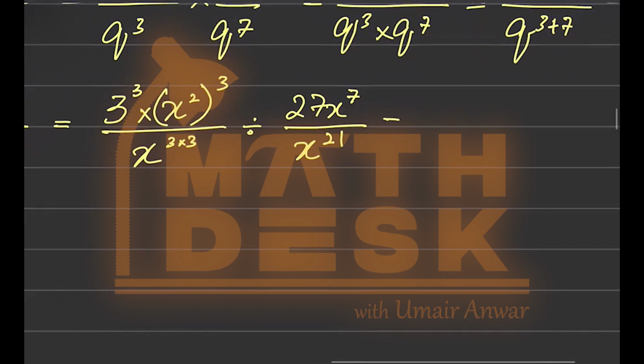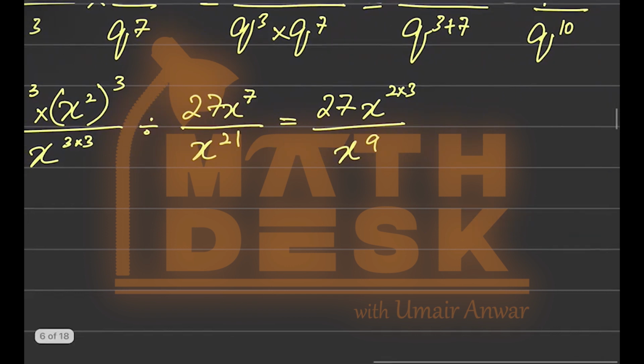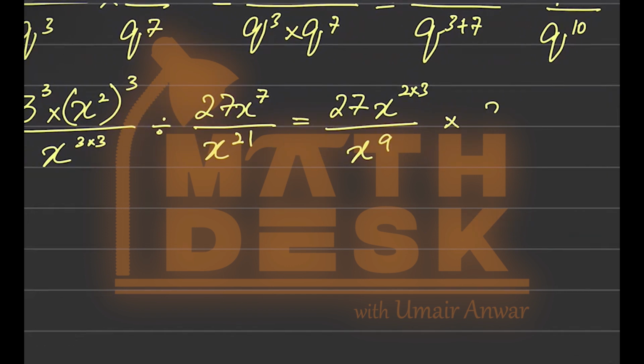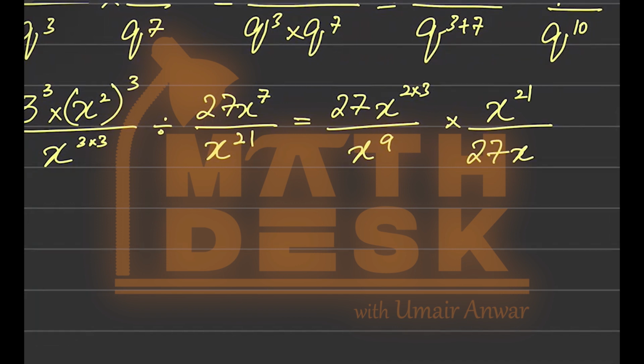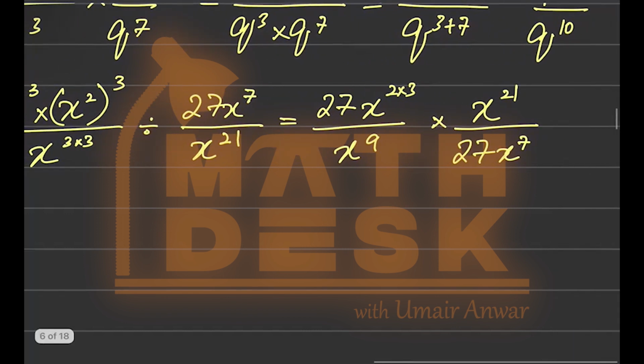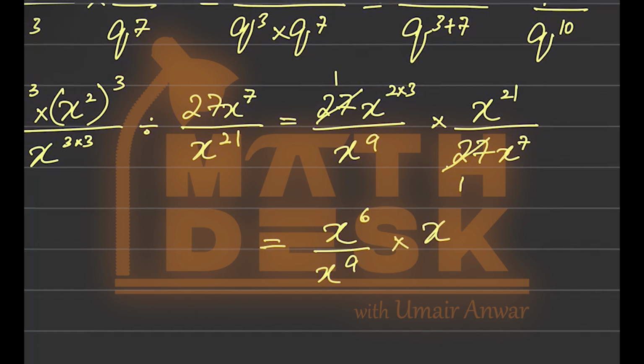So it would become 3 cube means 27, x raised to 2 into 3 divided by x raised to 9. And this division could be changed now into multiplication. So x raised to 21 divided by 27, x raised to 7. Now, the 27 would get simplified, and we will be having x raised to 6 divided by x raised to 9 multiplied by x raised to 21 divided by x raised to 7.